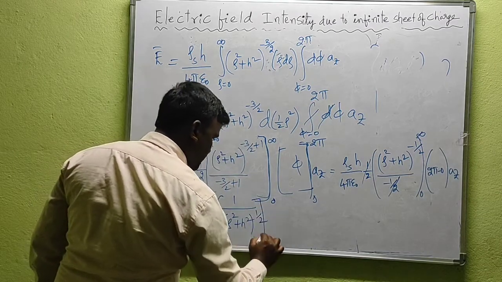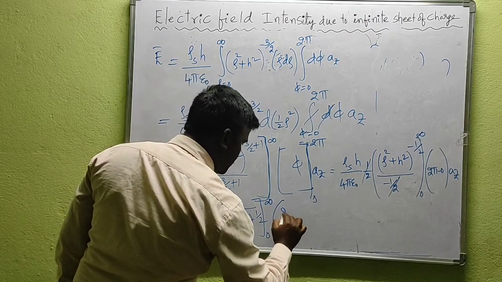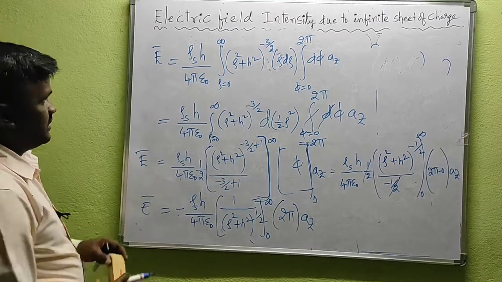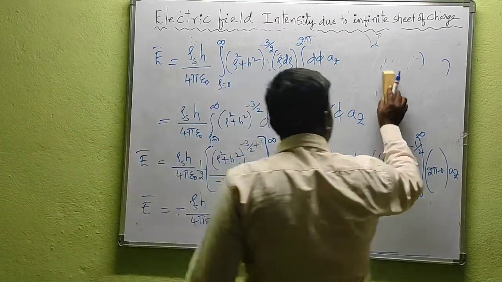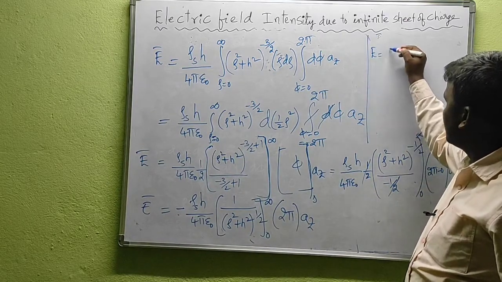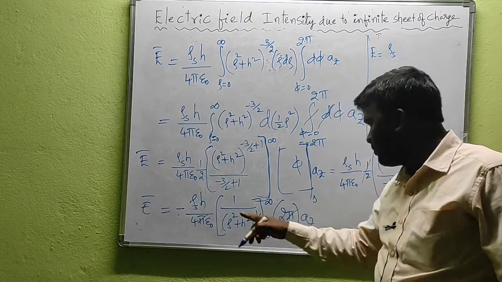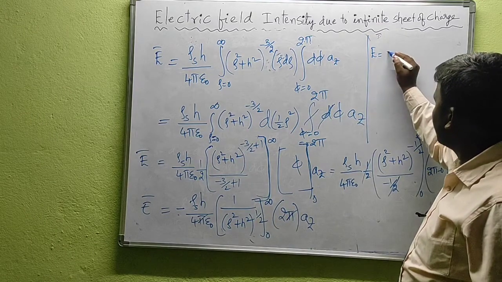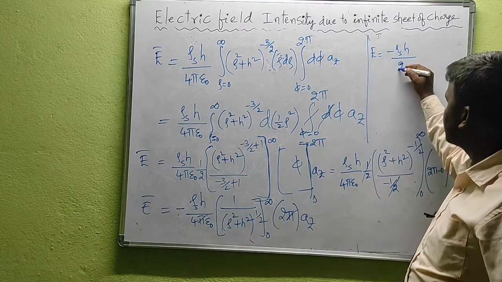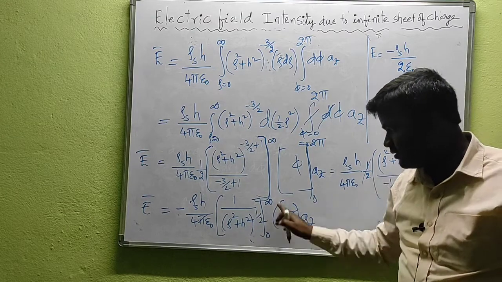Limits are from where to where? That is 0 to infinity, those are the rho limits, and the remaining part is 2 pi into az. Now simplify this one. We will get E equal to rho s, of course here pi cancelled out, 2 by 4. We have the negative sign, rho s h by 2 epsilon naught. And what about these limits?